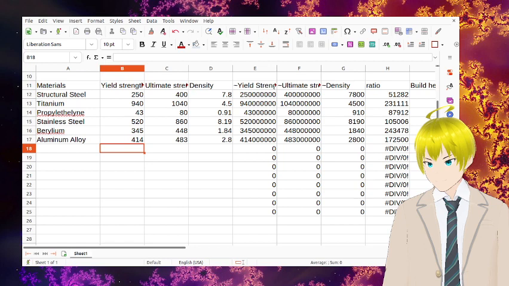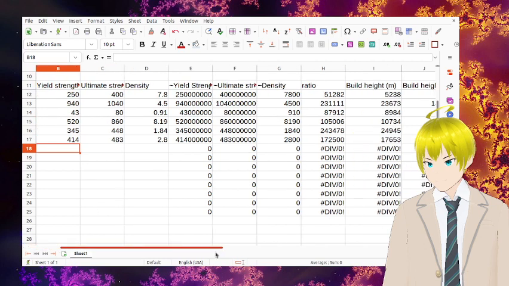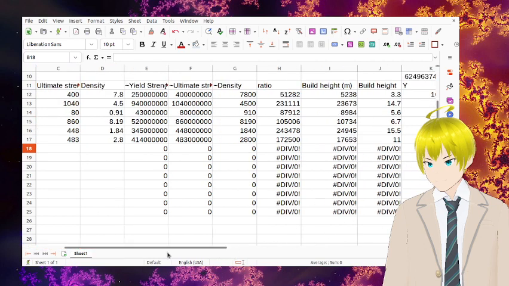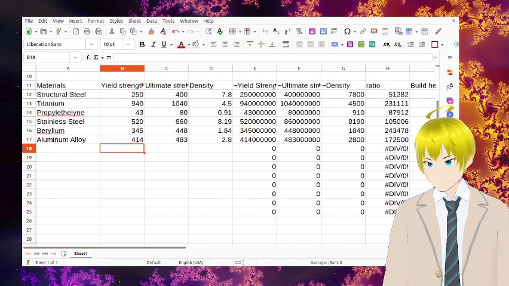So this time, oh, look at that, 11 miles. So that's how high you can build with aluminum alloy.